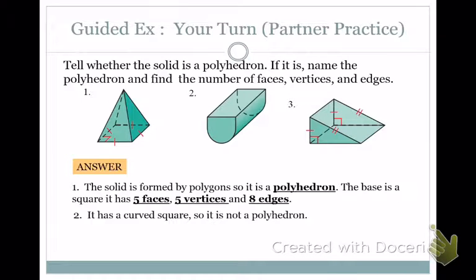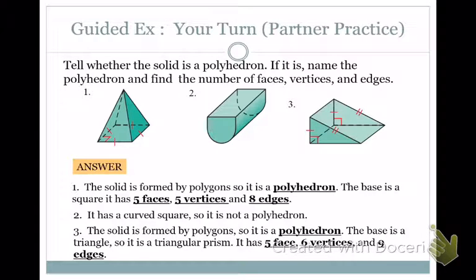Number 2, it's curved, so it is not a polyhedron. Number 3, it's a polyhedron. It's a triangular prism. The parallel sides are triangles. That's how you name it. The prism, which kind of prism it is, it's a triangular prism. Has 5 faces, 6 vertices, 9 edges. Any questions? All right, very good.